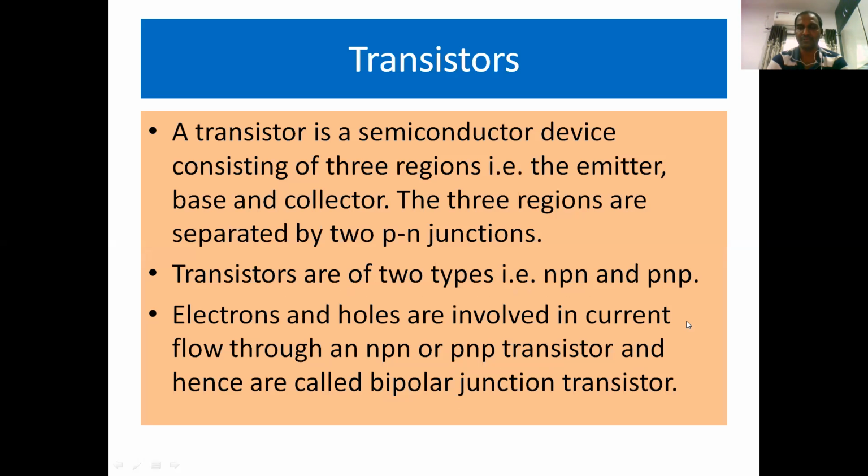What is a transistor? We already know diodes. We use the words PN junction diode. Diode simply means it has two electrodes, one is the anode and the second one is the cathode. That's why we know the meaning of the word diode.